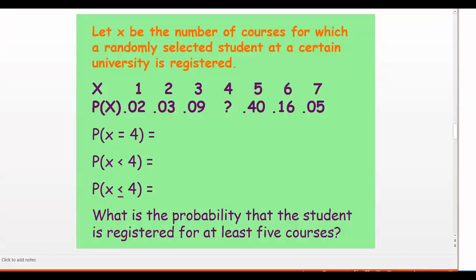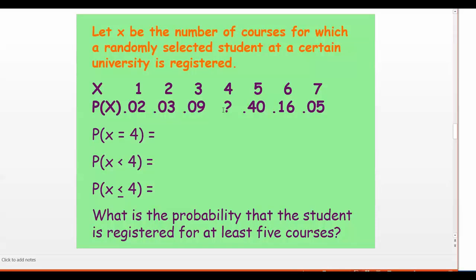Okay, moving on with a different example. We're going to pretend that this data represents the number of classes a student has registered for. And we can see that we're missing a number. That's the first question they ask us: what percent is taken for classes?